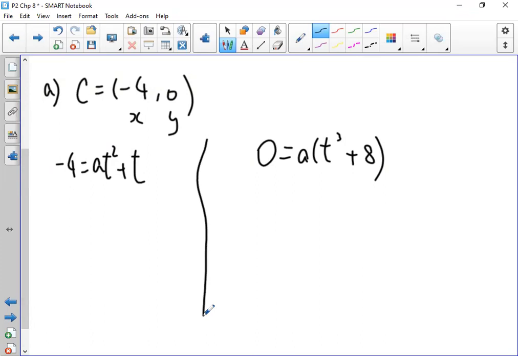Okay, so left hand side, if you try to solve the equation, you realize you can't. Reason being is you've got two variables, a and t. You can't really solve the equation. So, you know, that's a dead end.